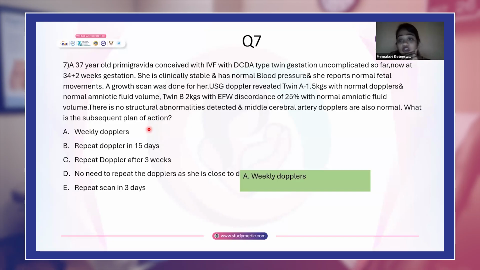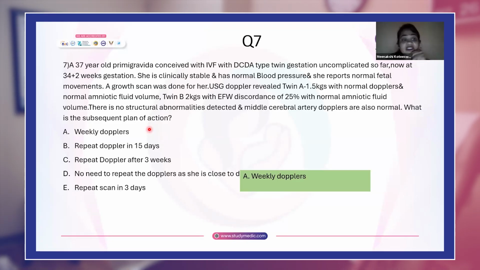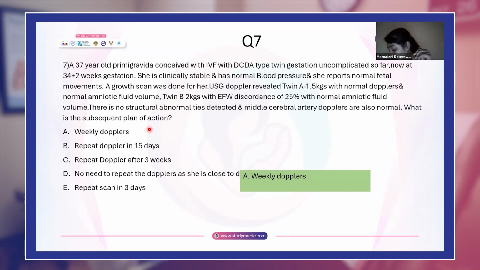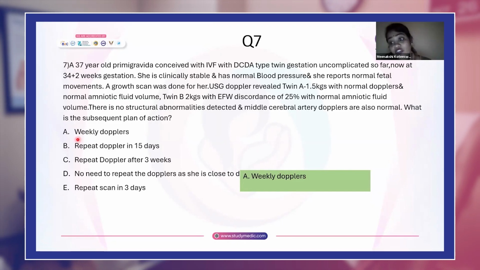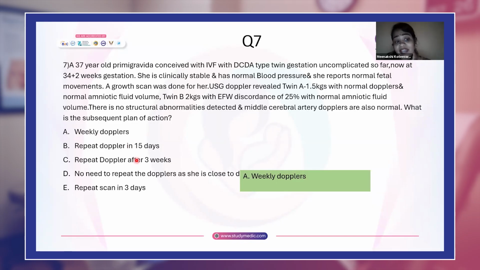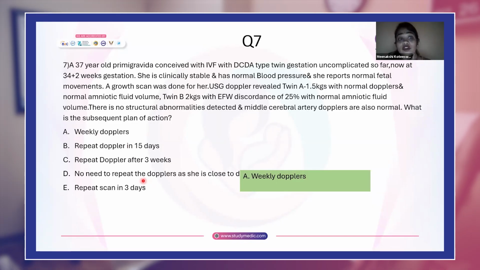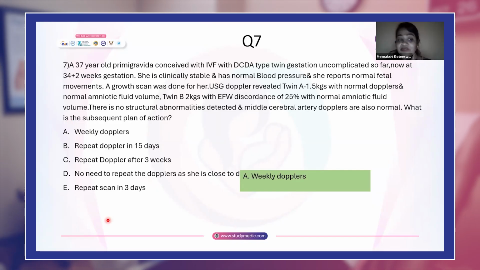When you look at the subsequent plan of action, the first thing is obviously they'll be asking for weekly Dopplers, and this is DCDA kind of twins, right? So whether you do weekly Dopplers, whether you do it once every fortnight or after 3 weeks, there is no need to repeat the Dopplers because she's at 34 weeks, and repeat scan in 3 days, right?